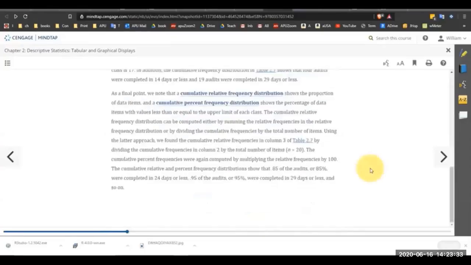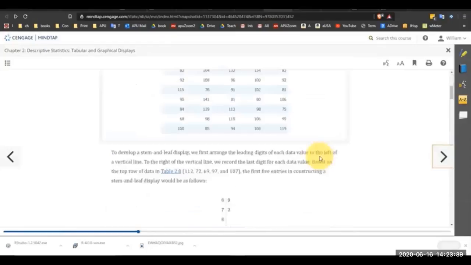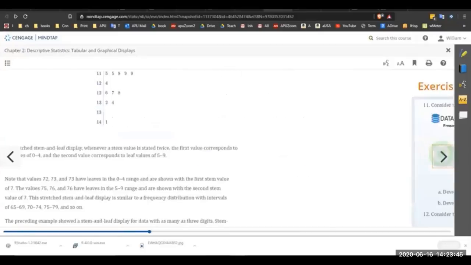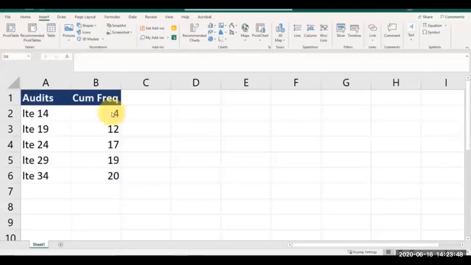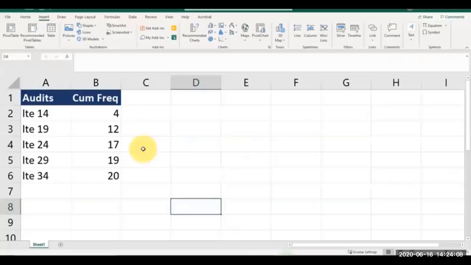So if we graph it, okay, they don't have the graphs yet, but let's look at it. Maybe the next one will have the graph. Not yet. Okay, there isn't one there, but let's look at it here. How many were less than or equal to 14? 4. How many were less than or equal to 19, 24? 12, 17, 19, 20. So that's what I have here.